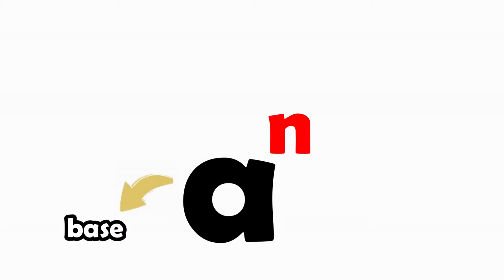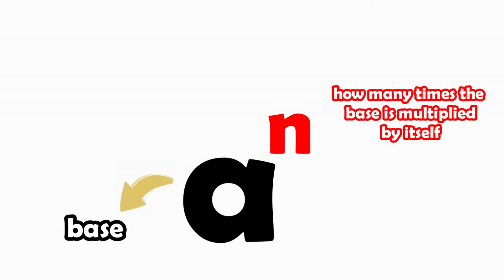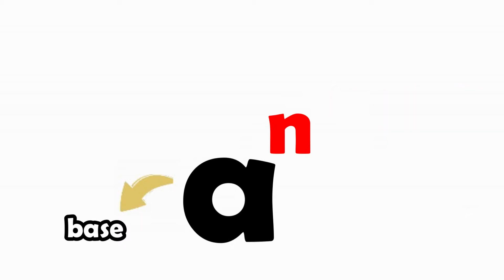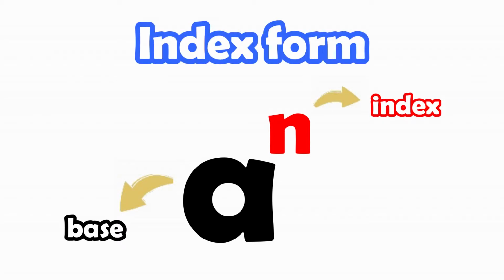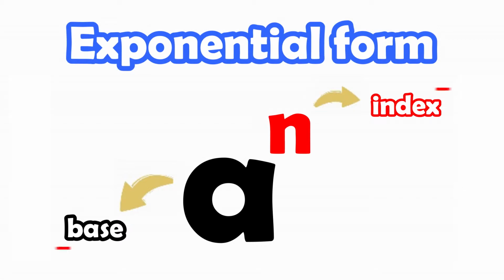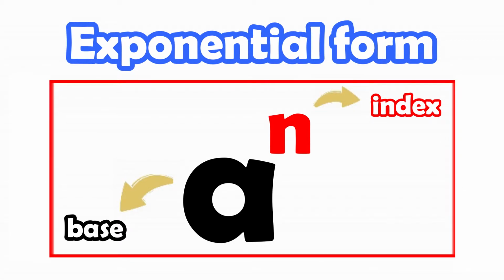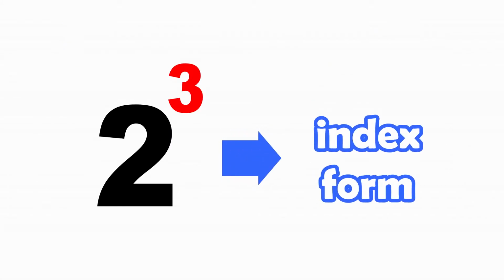With indices, the number being multiplied is called the base. The little number written in superscript generally tells us how many times to multiply the base by itself, although this definition can get a little hairy when dealing with negative or fractional exponents. But we call this little number the power, or the exponent, and also the index. When a number is written in index or exponential form, that means it's written in an exponential expression where we have a number raised to a power. 2 cubed, for example, is an index form, but the number 8 by itself is not.